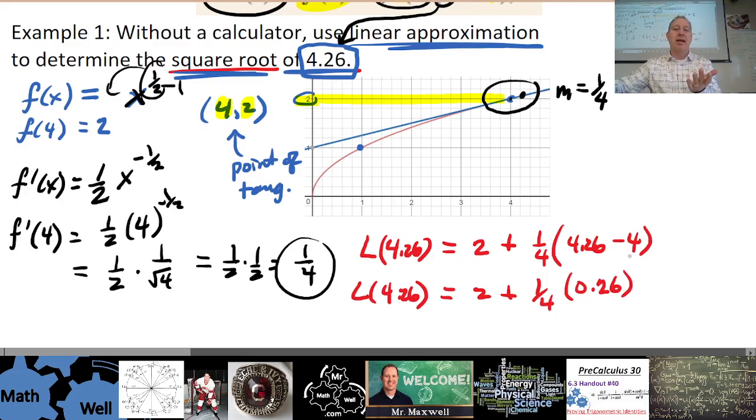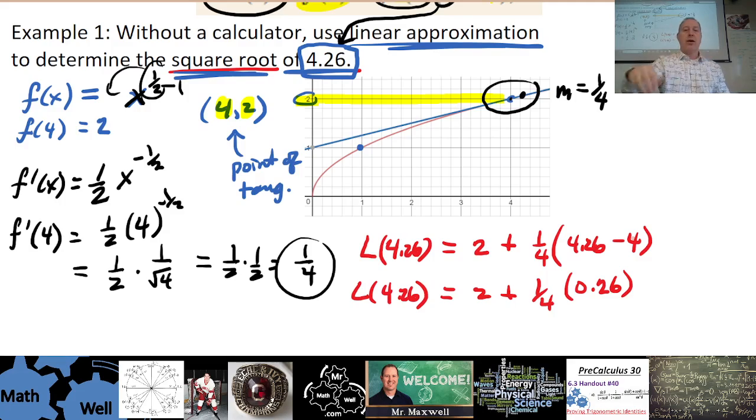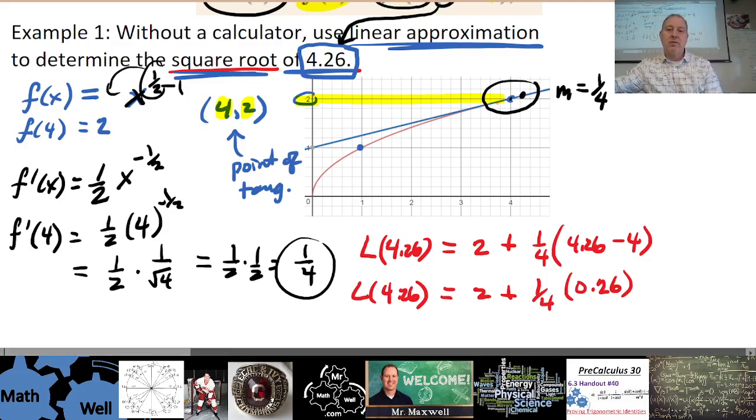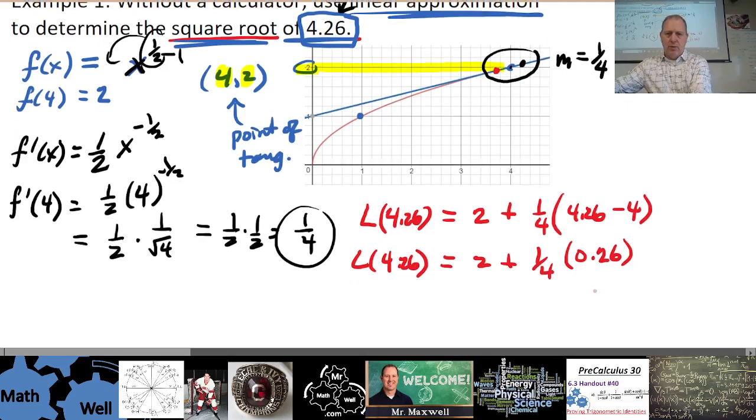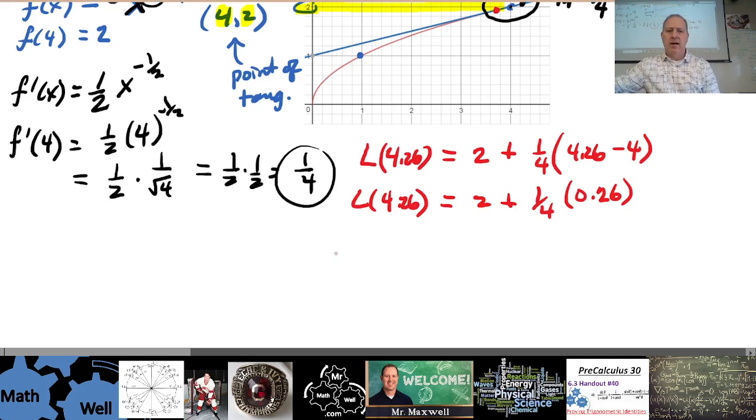Now this could be negative, right? If the slope is negative, or if this point is in front of the point of tangency, we have to subtract. We have to go down if the point was in front. So these two would be flipped, let's say, and then you'd have a negative value here, right? We don't have that, but if you just follow the process, it'll all work out wherever your x value is. Okay, so 4.26.